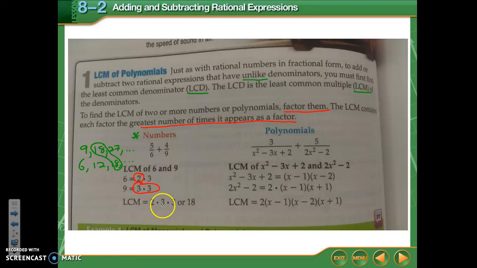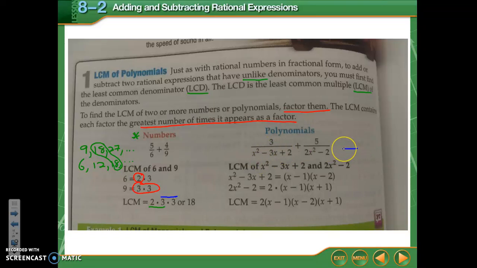So in this least common multiple, 18 is divisible by 6, right? Because it has a 2 times 3. And 18 is also divisible by 9 because it's 3 times 3. It works the same way with polynomials.